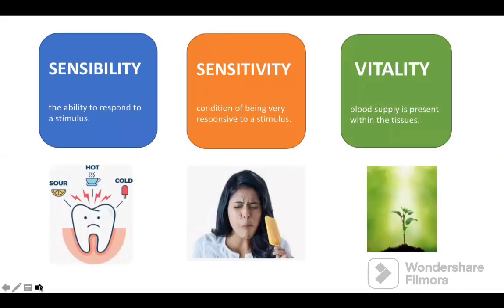Before we plunge into the topic, it is important to understand three terms: sensibility, sensitivity, and vitality. Sensibility is the ability of any tissue to respond to a stimulus. This is because of presence of nerve fibers within the tissue. The pulp responds to stimulus like hot, cold, sour because of the presence of A delta and C nerve fibers within the pulpal tissue. Sensitivity is the condition of an exaggerated response to a stimulus. The term vitality indicates that the tissue has an adequate blood supply.